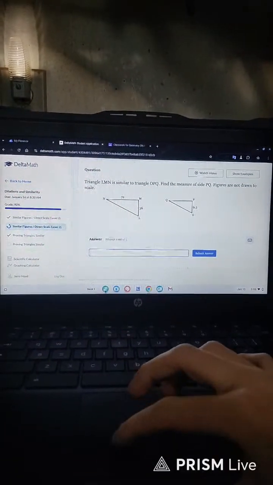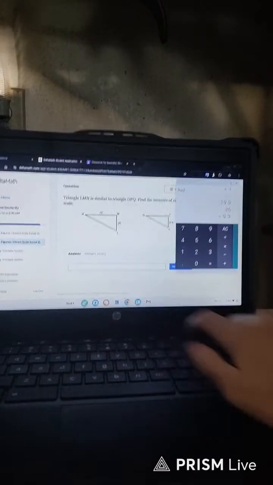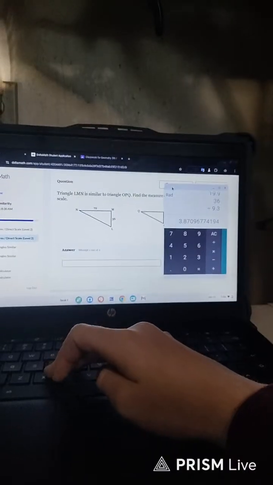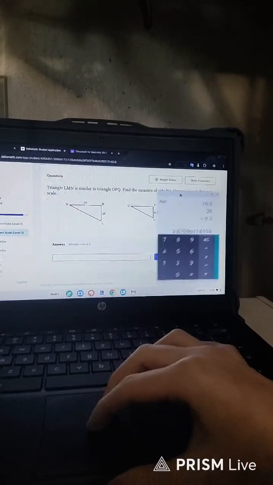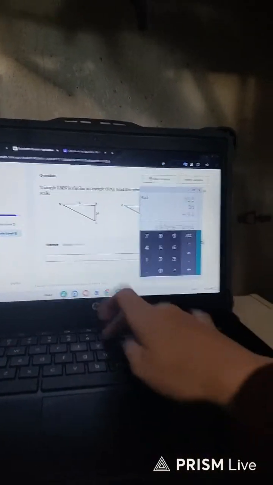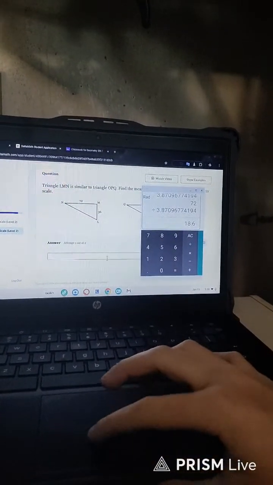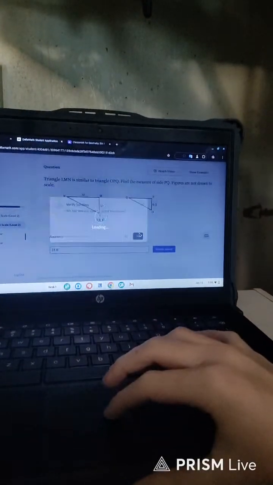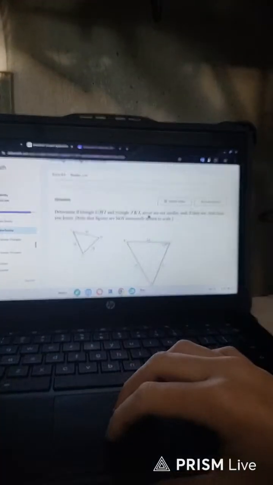So it's 36 divided by 9.3. And we're finding the measure for PQ. So we take 36 divided by 9.3, yep. So then we take this number, copy it, and then we take 72 divided by that number. We get 18.6. And we submit. And we'll go to the next section.